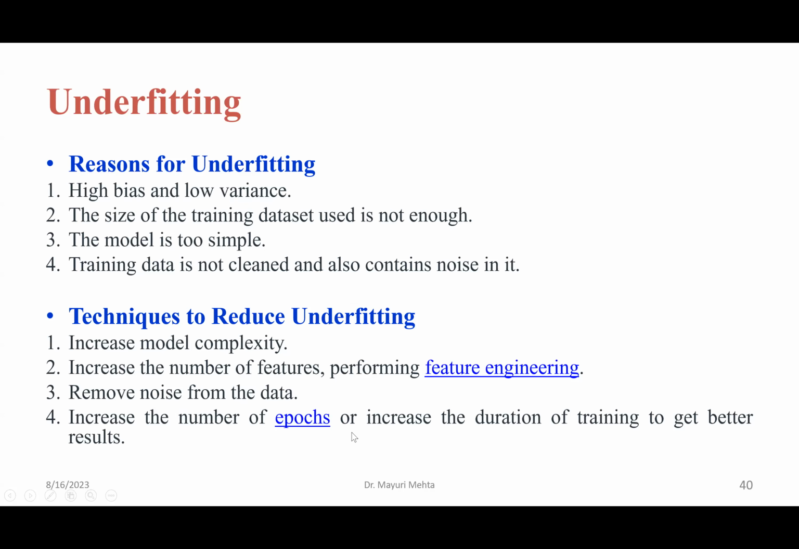We can also increase the number of epochs, because training may be less, and if there is less training, then underfitting may occur. So for that, we can increase the number of epochs, or increase the duration of training to get better results, because we need to improve the model's training. These are the different ways to reduce underfitting.